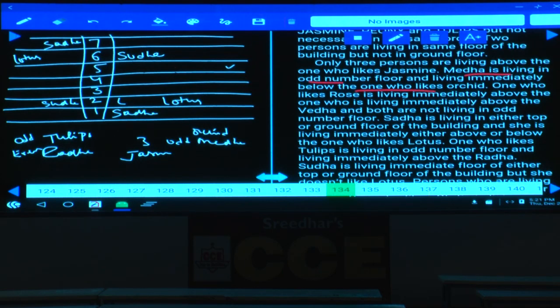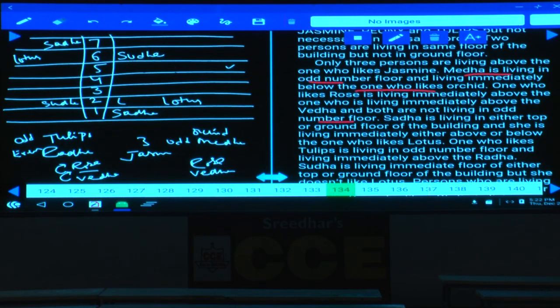Either 3 or 5. And one who likes rose is living immediately above the one who is living immediately above Veda. Rose is immediately above the one who is immediately above Veda, and both are not living in an odd number floor. Now these two are not living in an odd number floor. Now here, rose is here. Now this rose and blank, and this person must be Veda. Hence between rose and Veda there must be exactly one person.